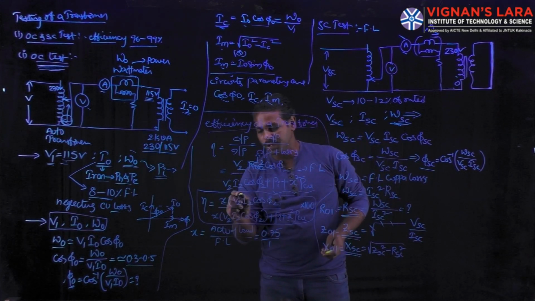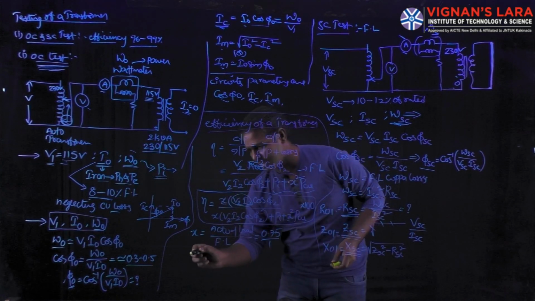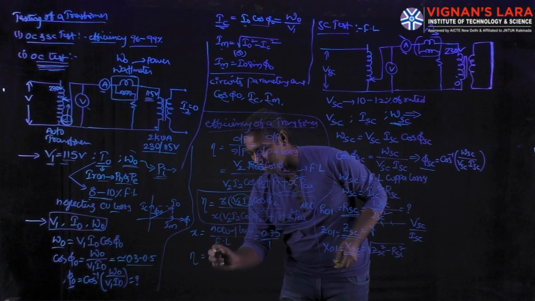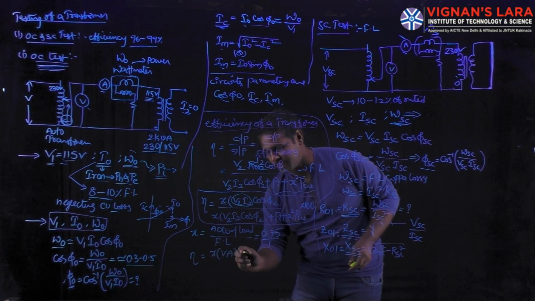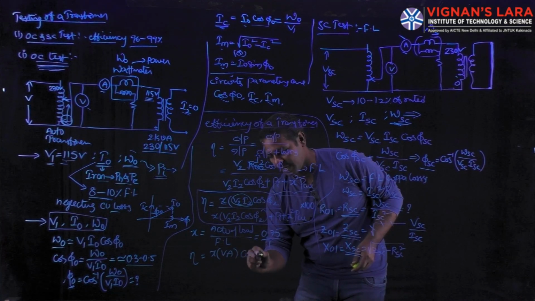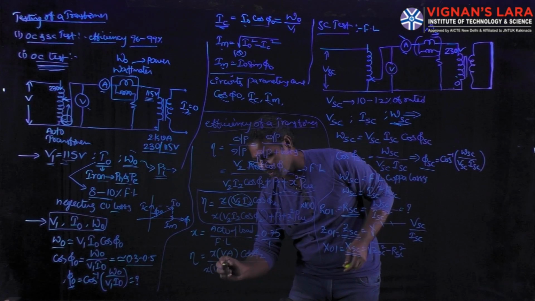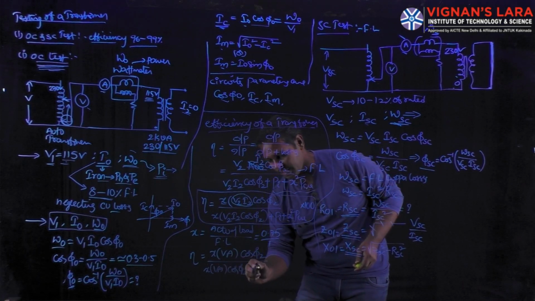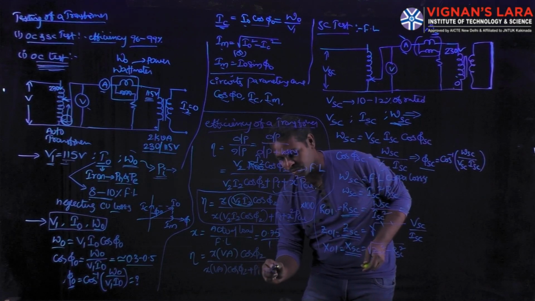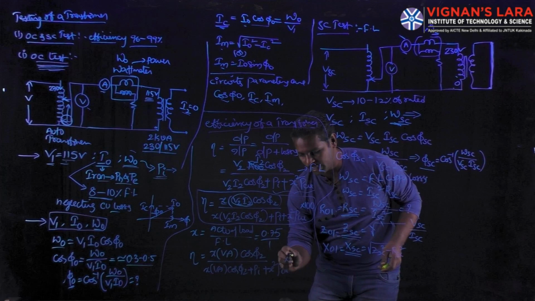V2 into I2 is the kVA of a transformer. So efficiency eta is equal to x into volt amperes into cos phi 2 divided by x into VA into cos phi 2 plus Pi plus x squared into PCU full load, into 100.